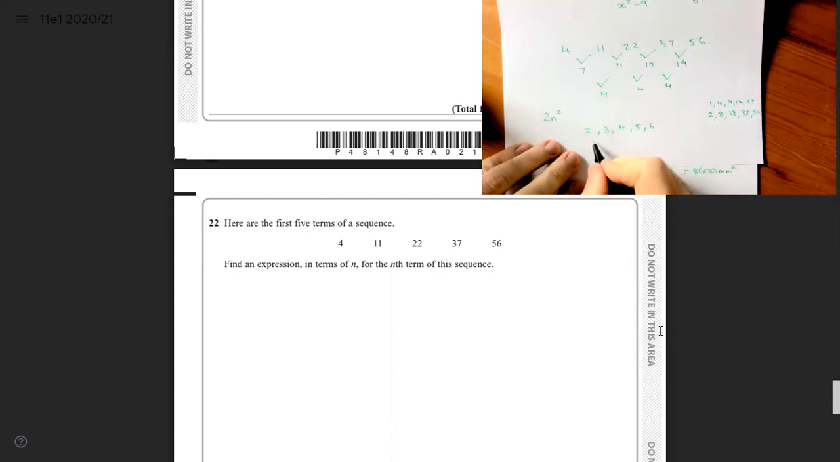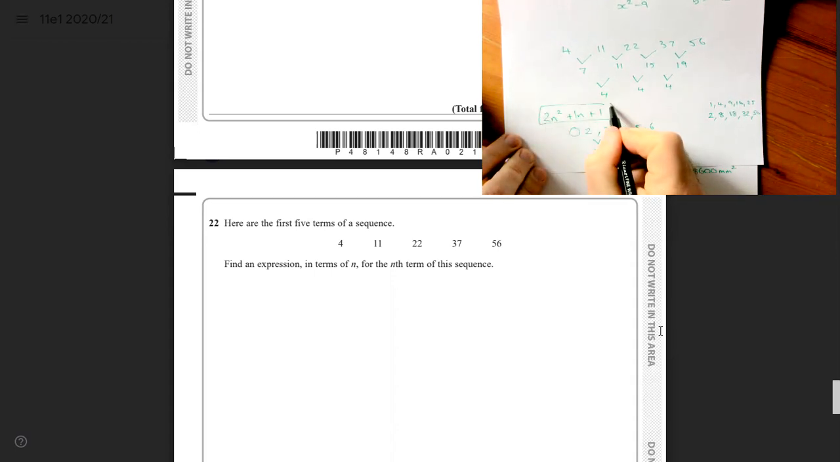And now I just find the gap here. 1, 1, 1, 1. So that's something to do with 1n. What number would have been here? 1. So my nth term for the whole sequence is 2n squared plus 1n plus 1.